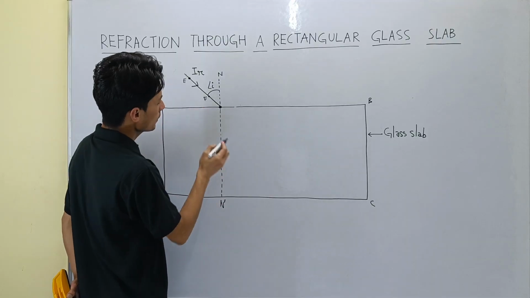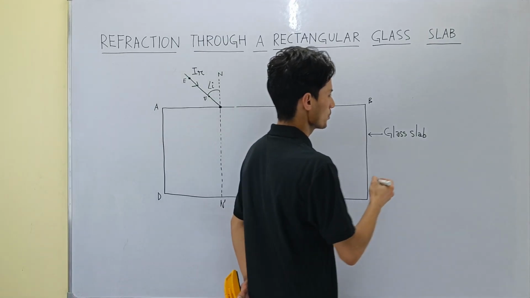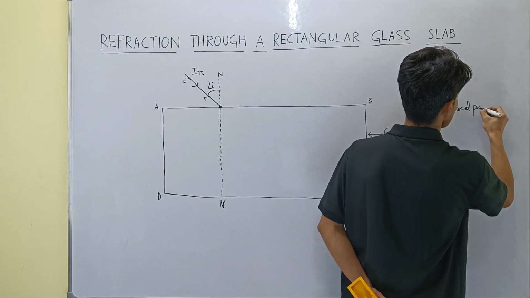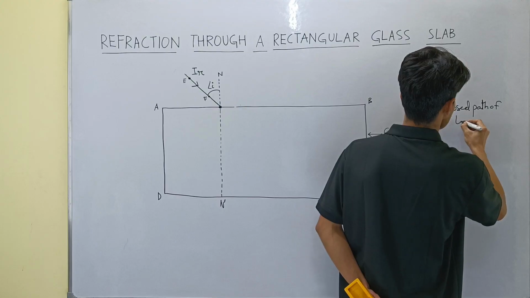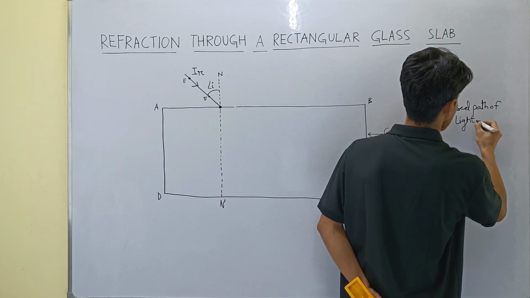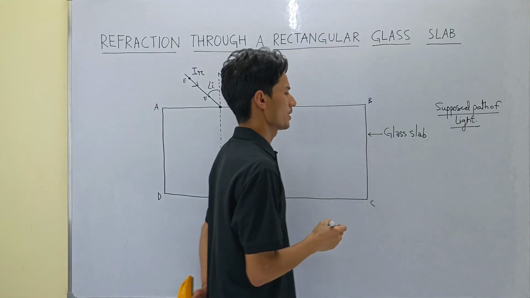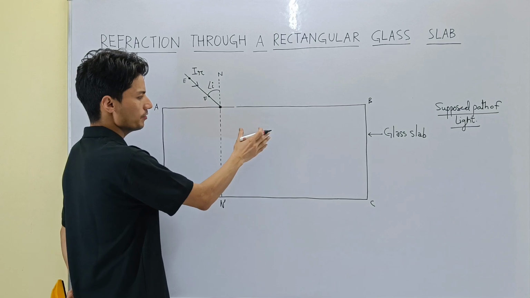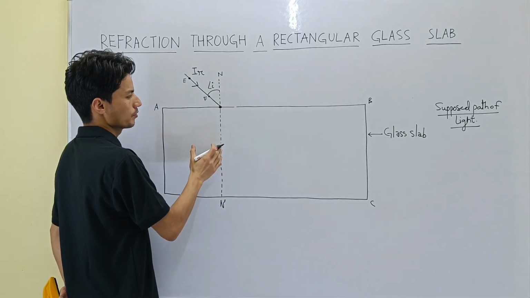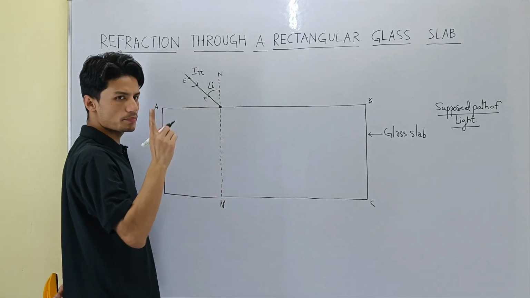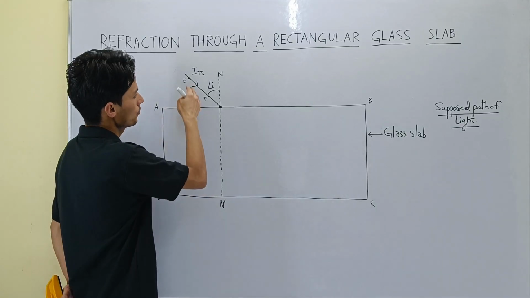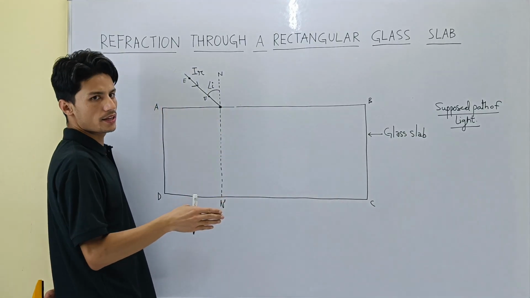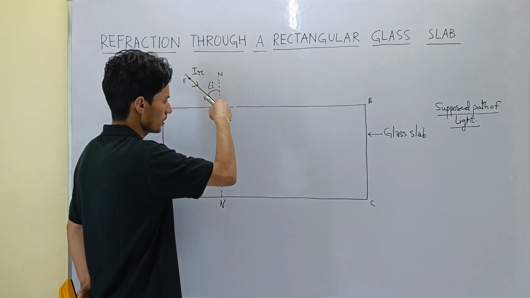Now we will do one thing. We will draw the supposed path of light. What is this supposed path of light? The supposed path of light is the path which the light will take if this glass slab was not there, which means if the entire thing was just one medium, then how will the light ray travel? Will the light ray not travel straight like this? This is what we call the supposed path of light, which will be helpful towards the end. So remember this, that we will be needing this later.